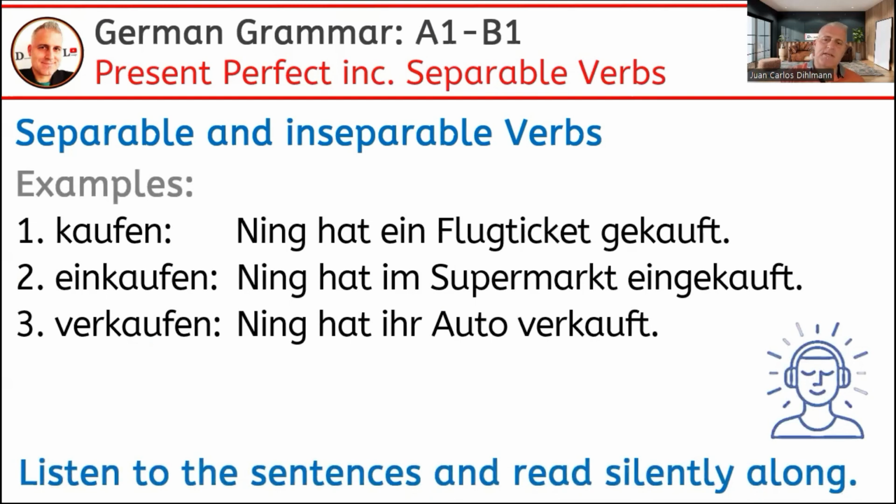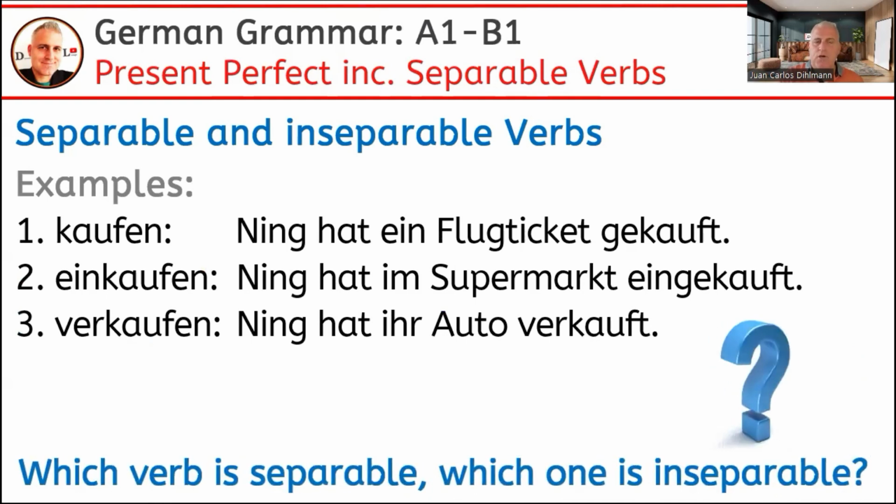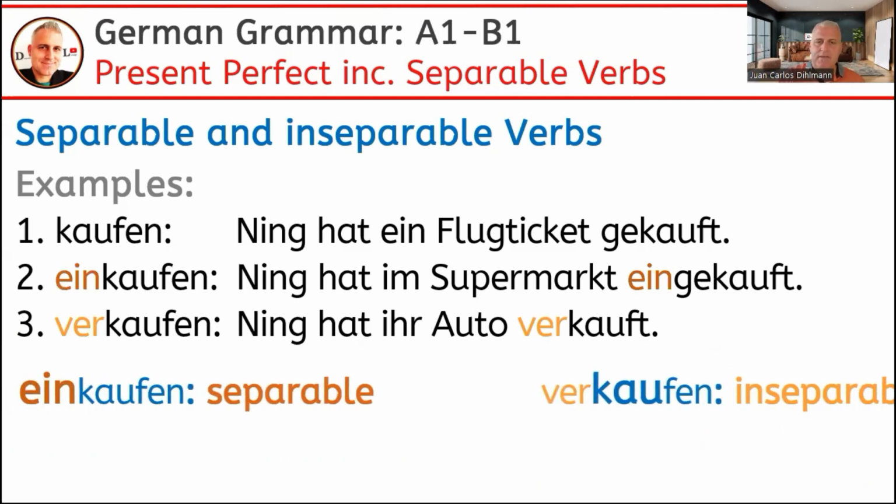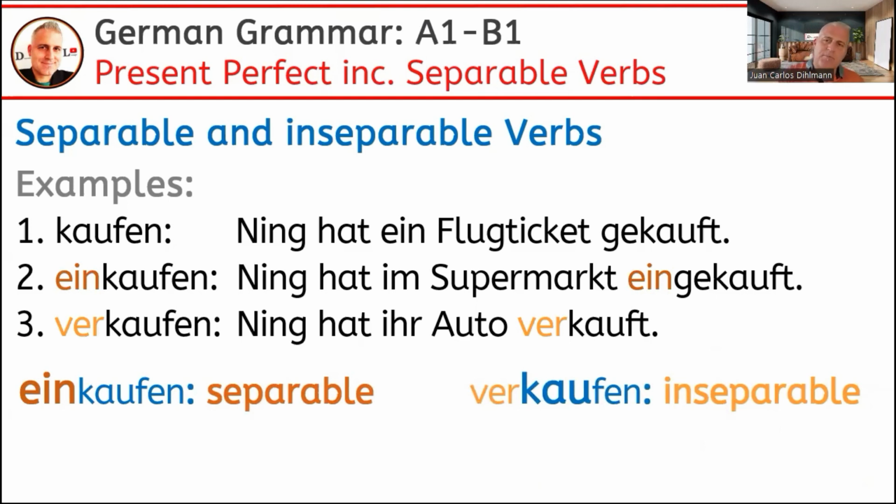Listen to the sentences and read silently along. Kaufen. Ning hat ein Flugticket gekauft. Einkaufen. Ning hat im Supermarkt eingekauft. Verkaufen. Ning hat ihr Auto verkauft. Which verb is separable and which one is inseparable? Einkaufen is separable and verkaufen is inseparable.